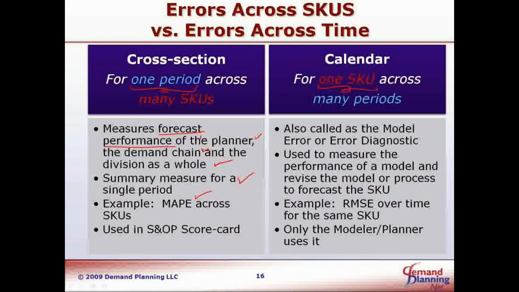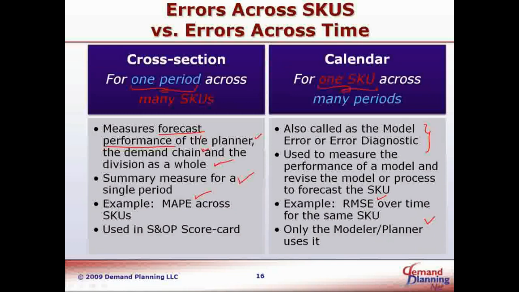So a CEO can call up a division and ask, hey, what's your forecast accuracy last month? What's your MAPE? If they do, that'll be great. Then the division manager can say, this is how we forecasted last month. There is one number they can give for the entire division. So it's a measure of forecast performance. One example is the MAPE across SKUs, and we talked about this in detail yesterday. It's used in the S&OP scorecard and also in division KPI reporting.